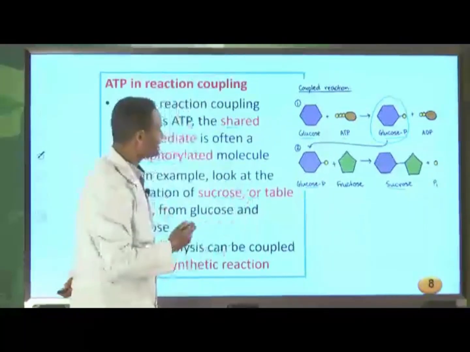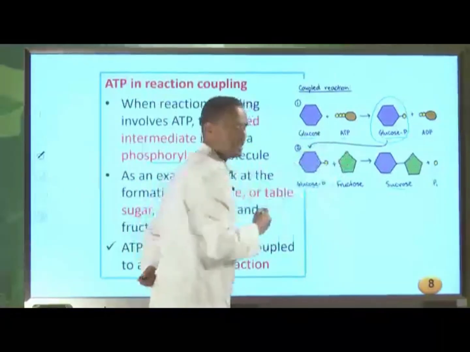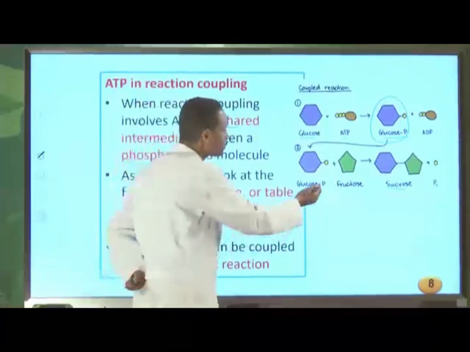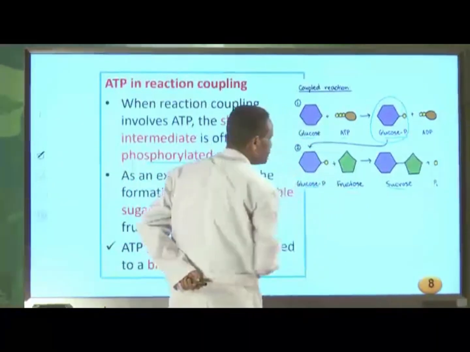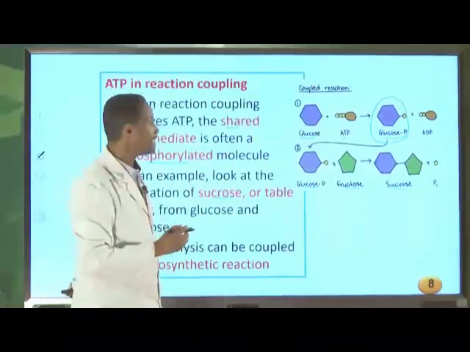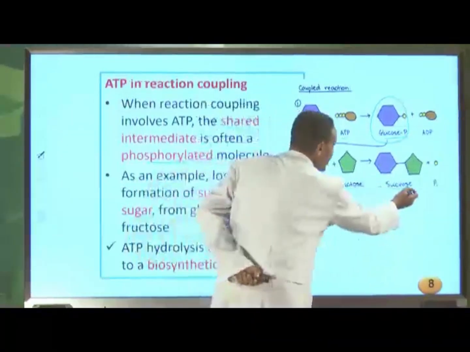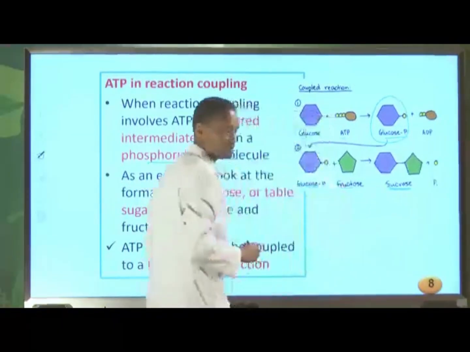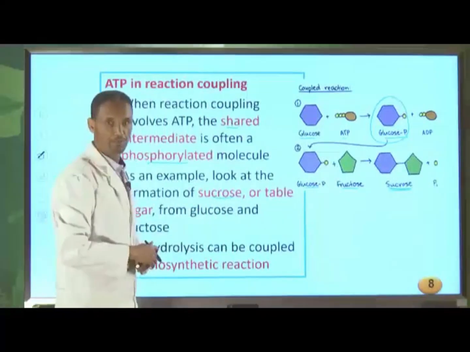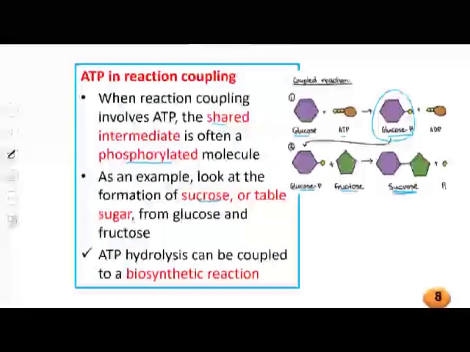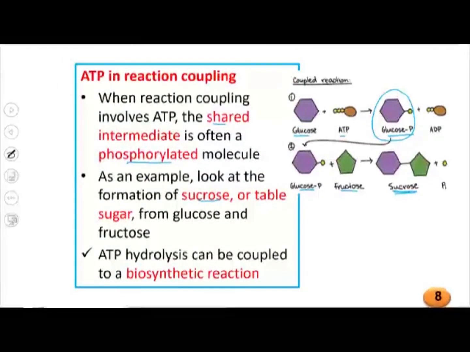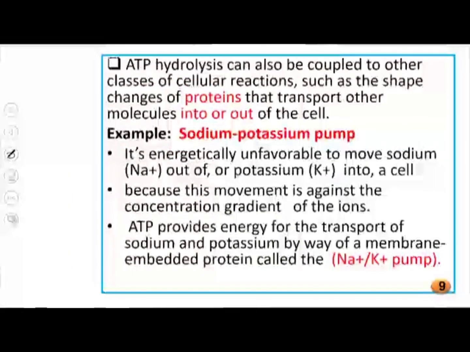In the secondary action, it can serve as the reactant and react with another monosaccharide, which is fructose. Finally, they produce a disaccharide, which is sucrose. This is how a coupling reaction can take place. Therefore, in this case, ATP hydrolysis can be coupled to biosynthetic reactions by this process.